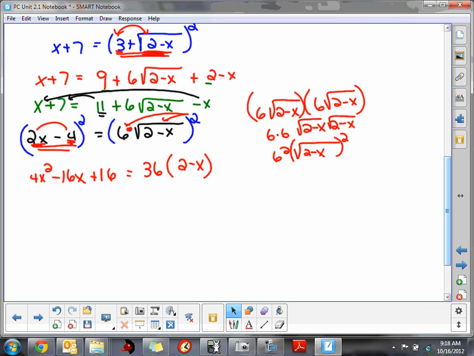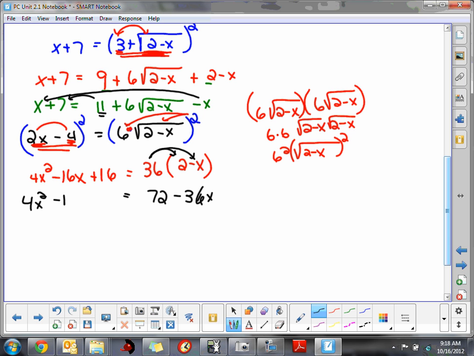Okay, we're still continuing. We've cleared all of our radicals, so our position is greatly improved. What I want to do is distribute the 36 at this point. I've got 36 times 2, which is 72, and then 36 times a negative x is a negative 36x, equals 4x squared minus 16x plus 16.